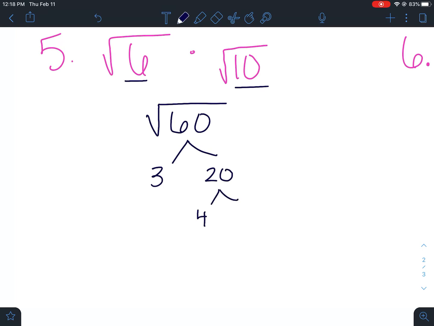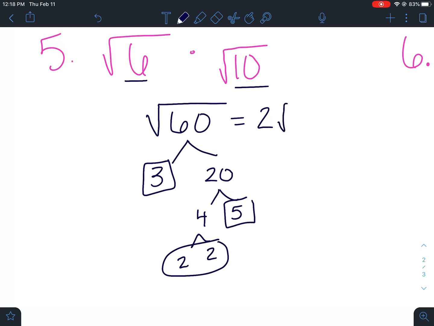20 is 4 times 5, which is 2 and 2. Here's my pair of 2s. That's going to go on the outside. 3 and 5 are going to stay multiplied inside. Still got the same answer that we did up there, just broke it down differently.